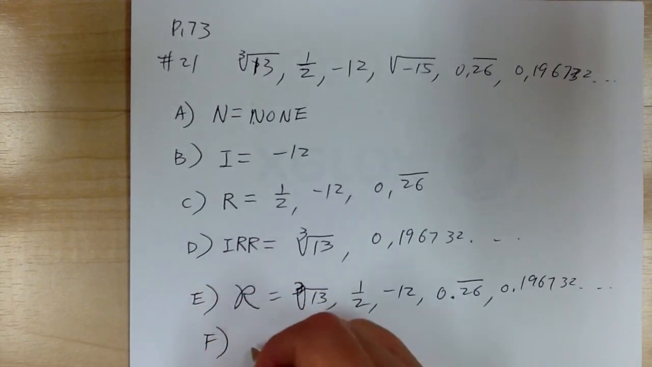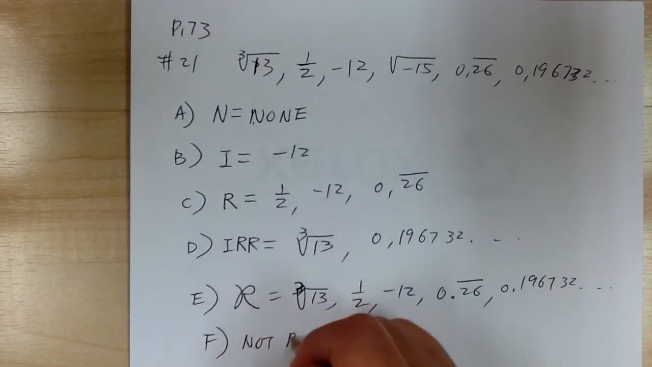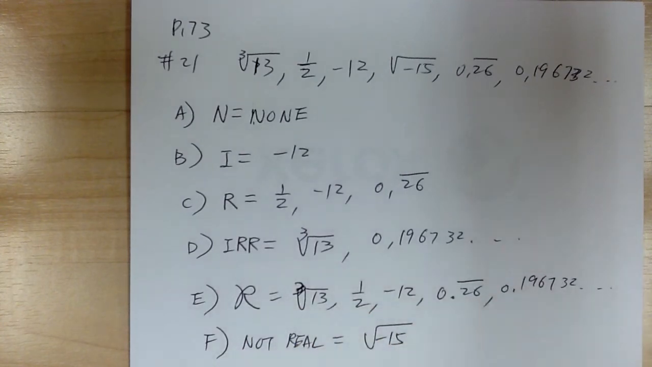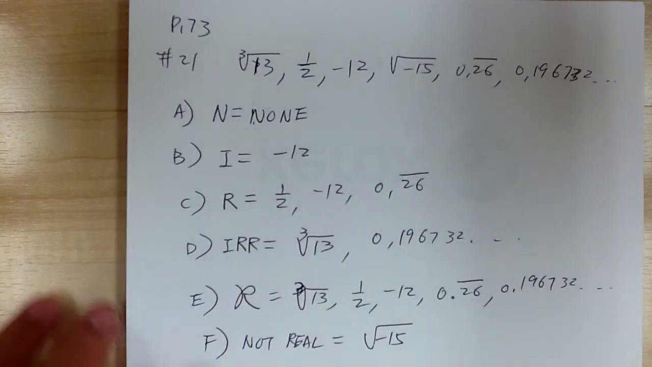And then F, not real. Not real would be the square root of negative 15. So you need to know how to categorize all these numbers. What kind of numbers are these?